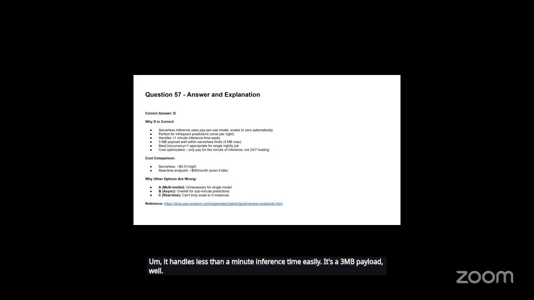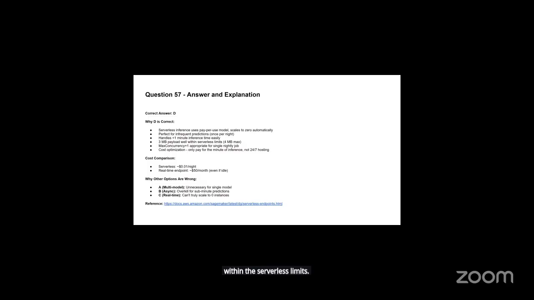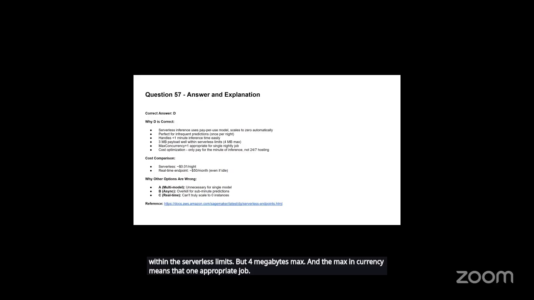It handles less than a minute inference time easily. There's a 3 megabyte payload, well within the serverless limits of 4 megabytes max. And the max concurrency means that one appropriate job for the night. The cost optimization, right? You only pay for the minute of inference, not 24/7 hosting. So you can see the costs, right? The serverless, a penny a night, real time would be $50 a month, even if it's idle.